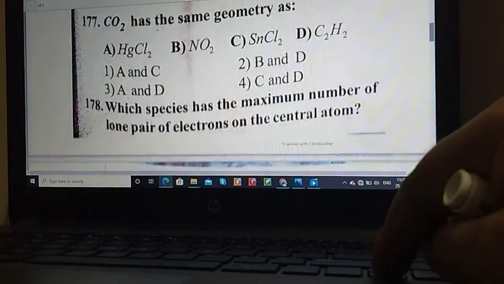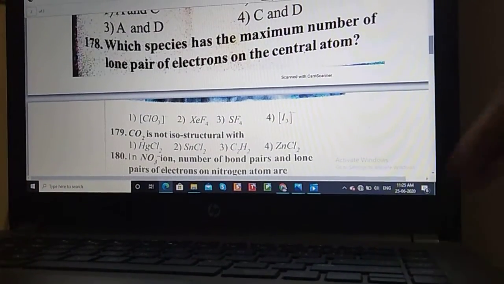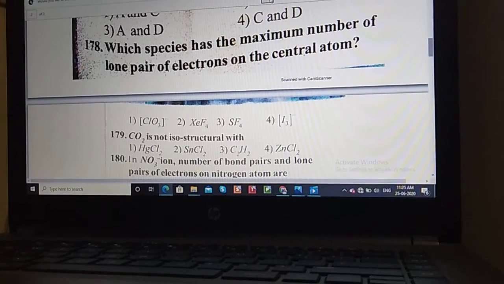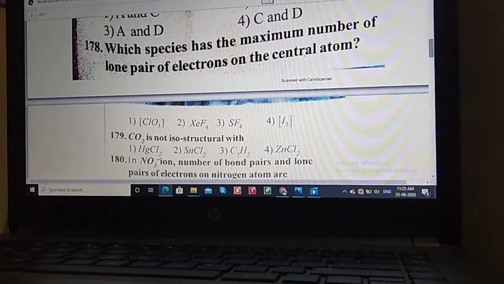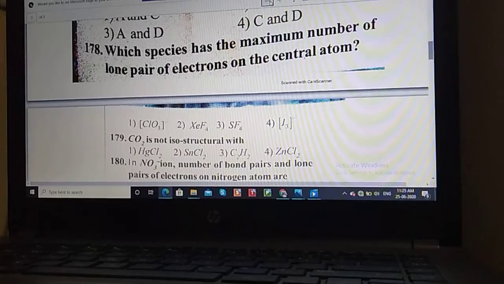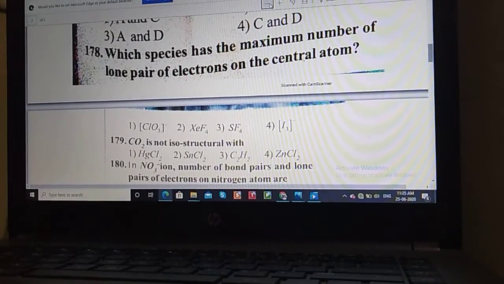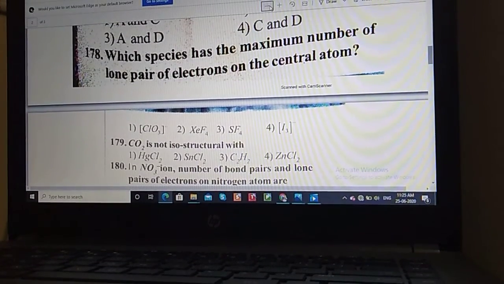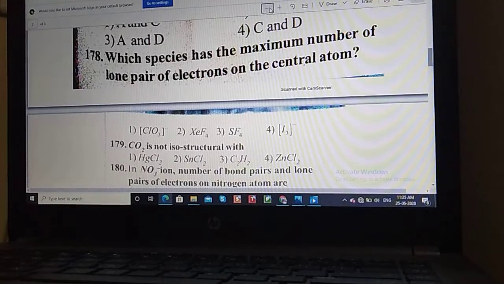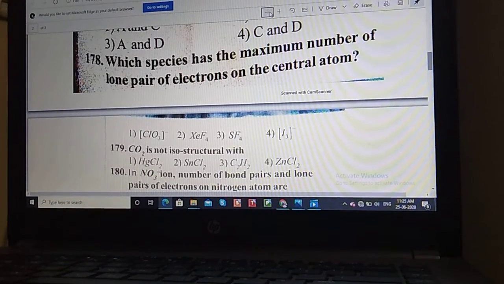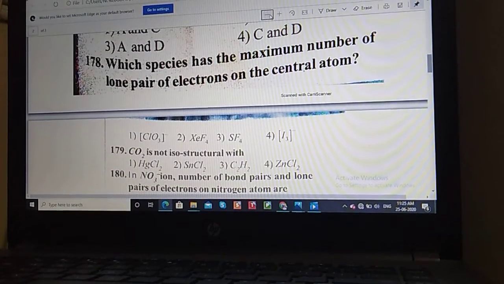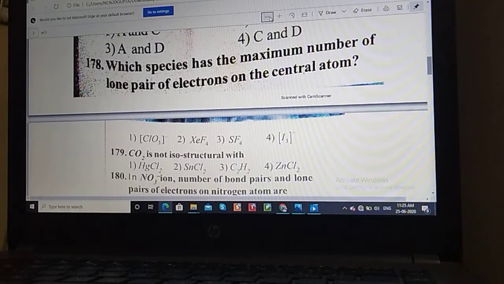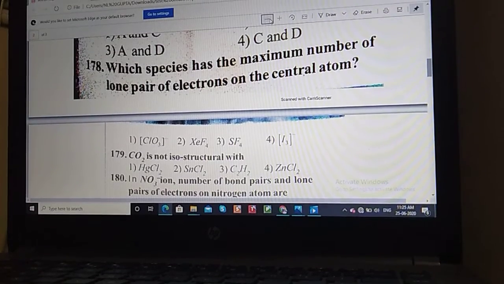Now let us move to the next question, 178, student. What is 178? Which species has the maximum number of lone pair electrons on the central atom? A few species they have given, student, and they are asking which has the maximum number of lone pair electrons. One option is ClO3 minus, then XeF4, then SF4, and I3 minus.